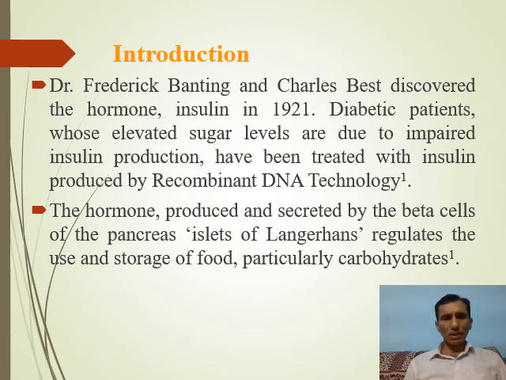Insulin was discovered by the scientists Dr. Frederick Banting and Charles Best in 1921. This hormone is produced and secreted by the beta cells of the islets of Langerhans in the pancreas. Diabetic patients whose elevated sugar levels are due to impaired insulin production have been treated with insulin produced by recombinant DNA technology.